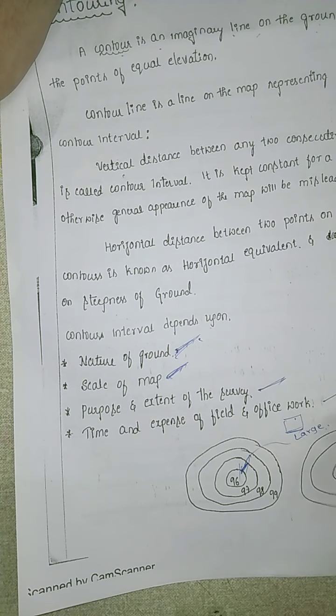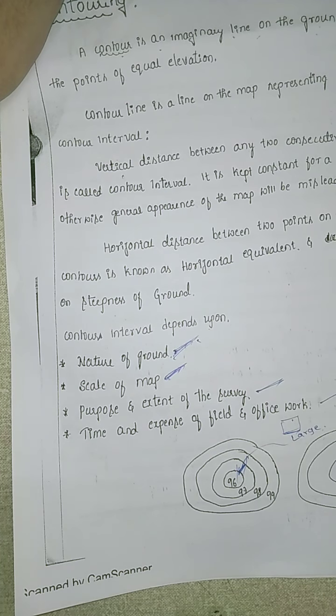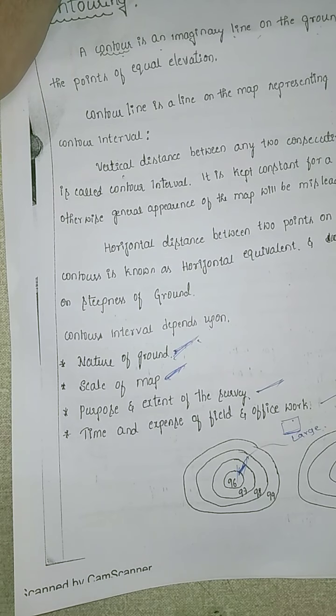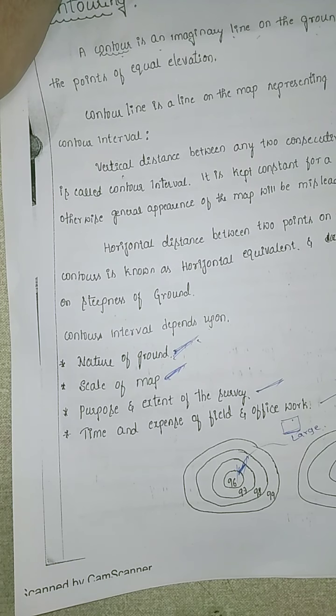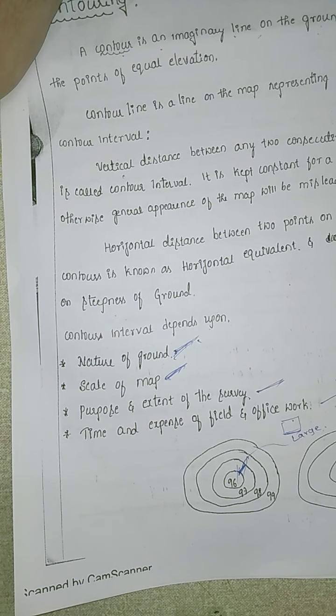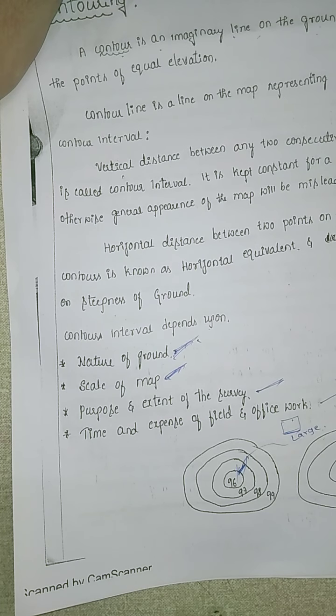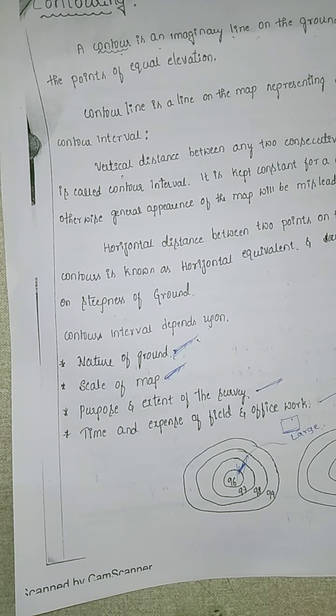Then we will discuss the time and expense of the field work. If the time available is less, a greater contour interval should be taken, because our work is going to be reduced. If the contour interval is small, it takes greater time in the field survey and in plotting the map also. So this is how your contour interval is dependent on all these factors.